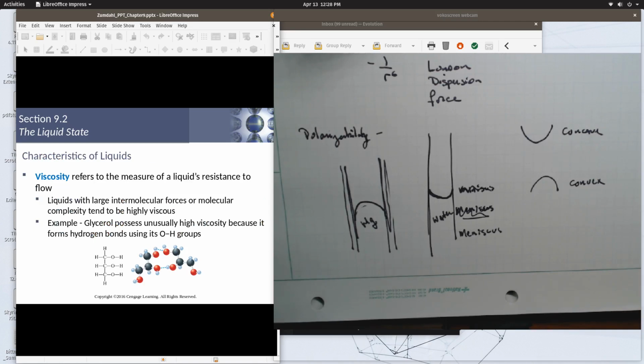Viscosity is simply a measure of resistance to flow. So something that's highly viscous, like syrup, for example, resists flow. Things that tend to have a high degree of hydrogen bonding tend to be very viscous. Water has a higher viscosity than ethanol. Glycerol has a higher viscosity than water, all due to the fact that it has more opportunities for hydrogen bonding.